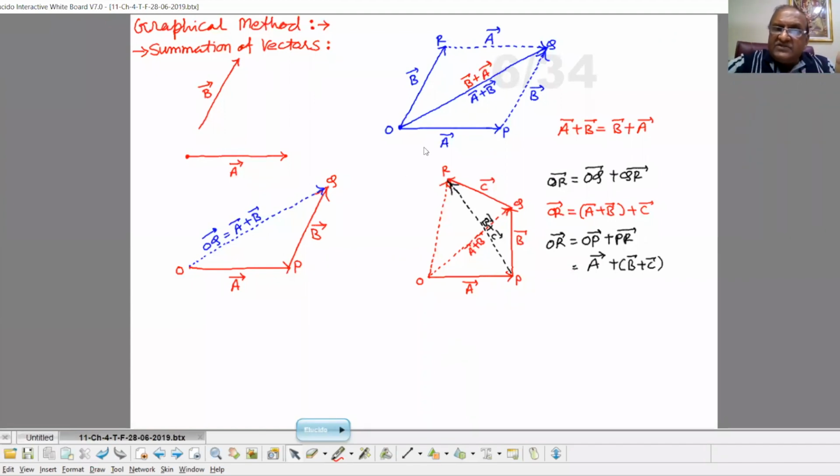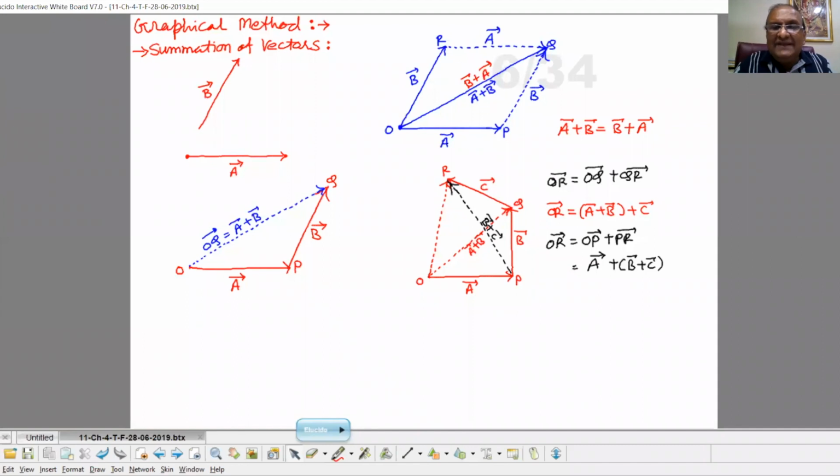And in this way, suppose you have n vectors, then no problem. Arrange all those n vectors head, tail, head, tail, and then finally prepare the vector joining the tail of the first one to the head of the last one. You will get the summation of all those vectors.